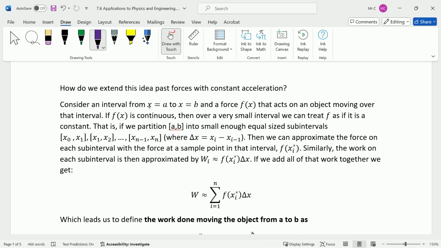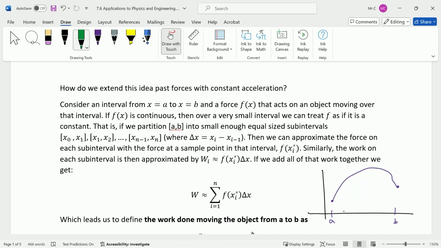So we consider an interval from x equals a to x equals b, and a force, f of x, that acts on an object moving over that interval. If f of x is continuous, then over a very small interval we can treat f as if it is a constant. So what do we mean here? I'm going to draw a little picture off to the side. So let's say you've got this force function from a to b, and maybe it looks like this.